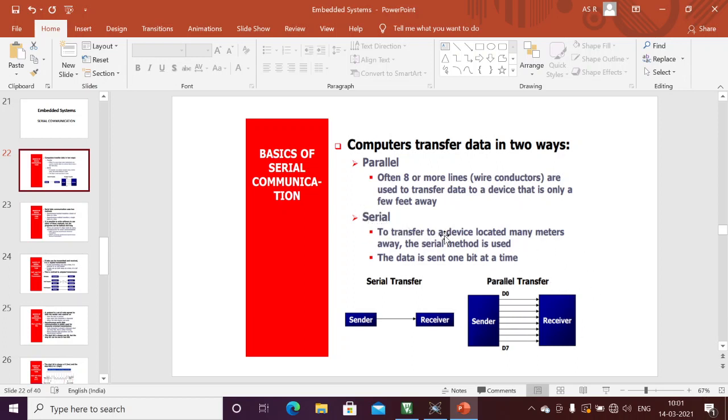To transfer data to a device located many meters away, the serial method is used. The data is sent one bit at a time. In case of serial communication, we have only one data line, and by using this data line, we are transmitting bit by bit from the sender to the receiver. And today we are mainly interested in discussing serial transfer.